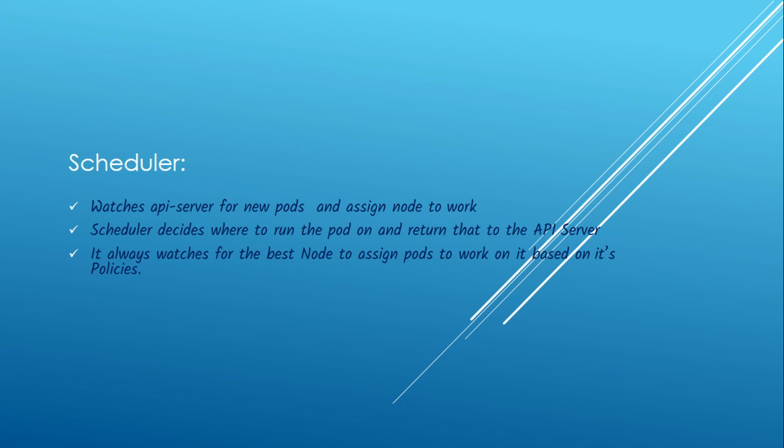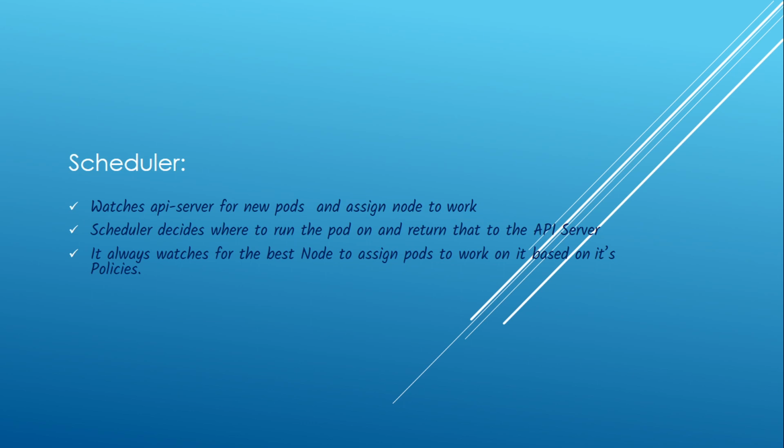Then the scheduler will take care of our pods, which are going to get the new application. It watches the API server for new pods, which we discussed now, and assigns a node to the work. The scheduler's job is to find the appropriate healthy node, the best node to work efficiently on these pods which were received from the API server. Then the scheduler decides where to run this pod, what is a healthy pod, what is a healthy node. Then it returns back to the API server.